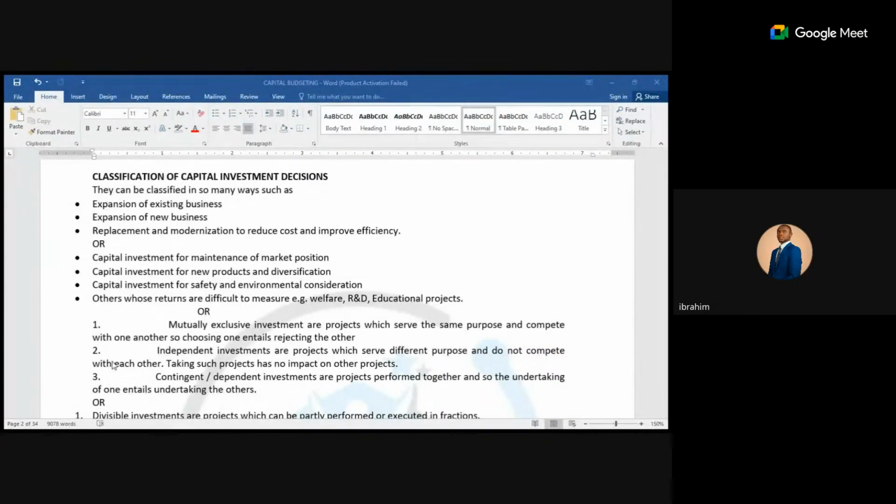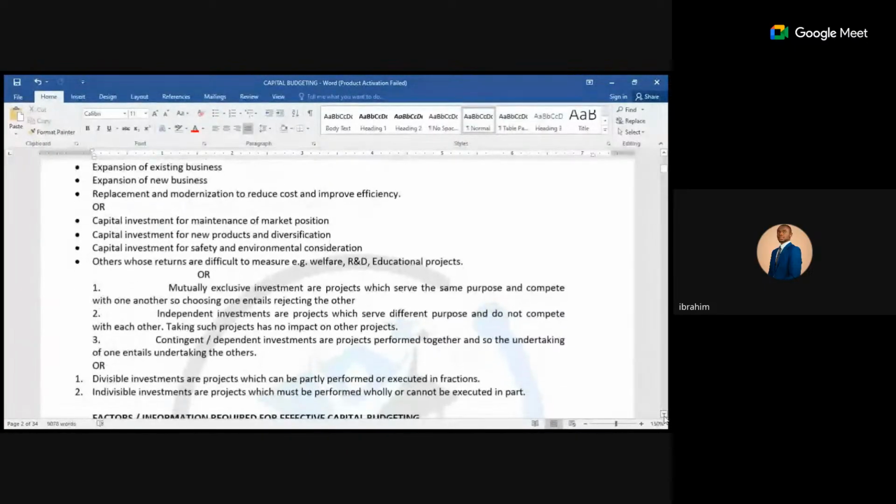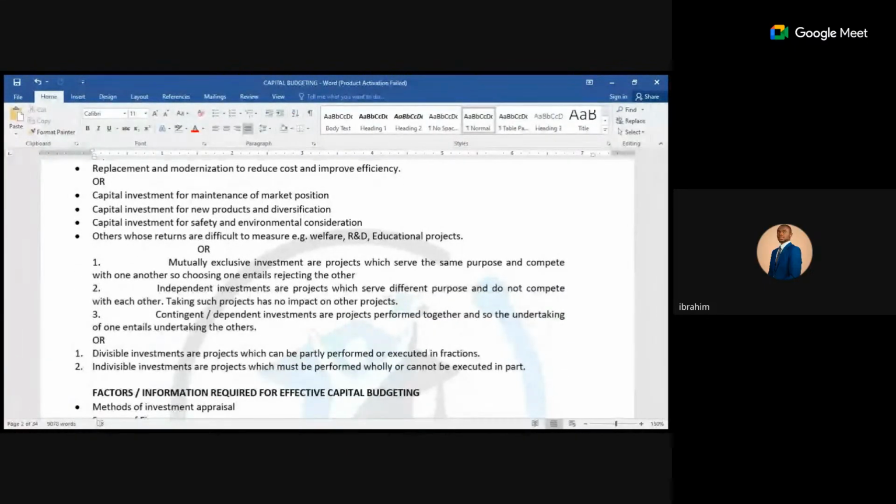Now, another capital investment decision you may make is what we call mutually exclusive. Now, please take note of all these terms: mutually exclusive, dependent project, independent project, divisible project, and indivisible project. These are the terms we will use when we get to capital rationing, right? When we get to what? Capital rationing.